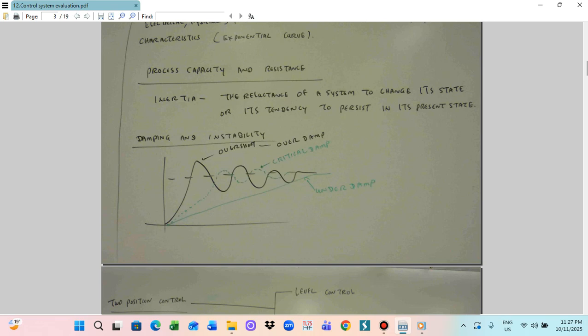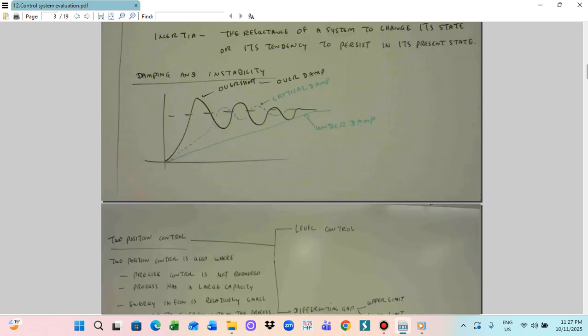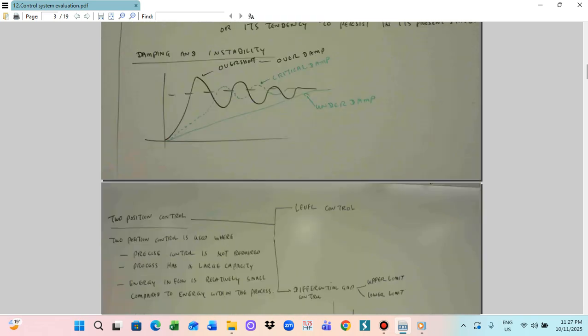Another way is the underturn system. Underturn means that the system reaches the final value very slowly. So this is the underturn. Both the overturn and the underturn are undesirable. So in this case, we have to minimize the damage, and we have to utilize the critical damping.